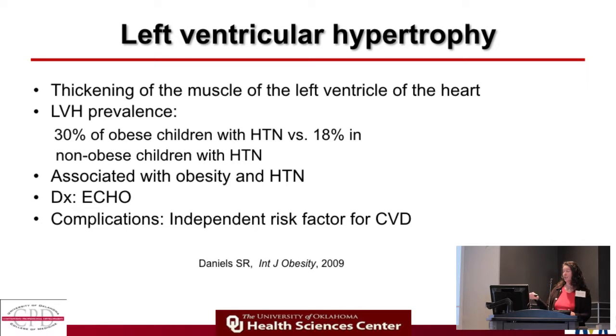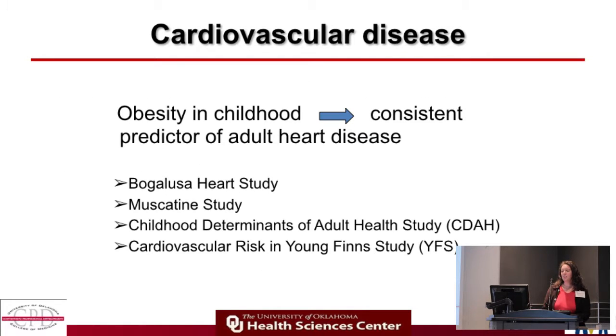Or they haven't known they've had elevated blood pressure because they're not necessarily looking at the NHLBI charts. And so when they get to us, we're doing a baseline echo, and we're seeing some mild LVH. And that's an independent risk factor for cardiovascular disease as well. So then, essentially, obesity in childhood is a very consistent predictor of adult heart disease. The point I like to make is this doesn't just happen years down the road, although we know it tracks into adulthood. We're seeing it right now.